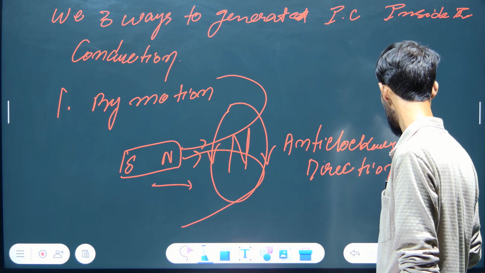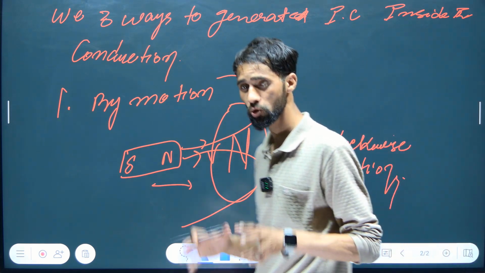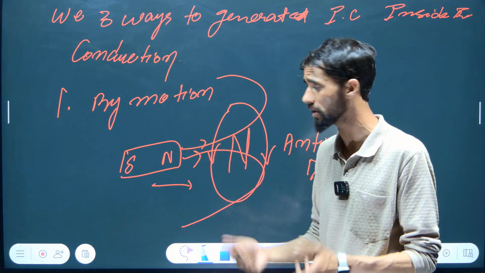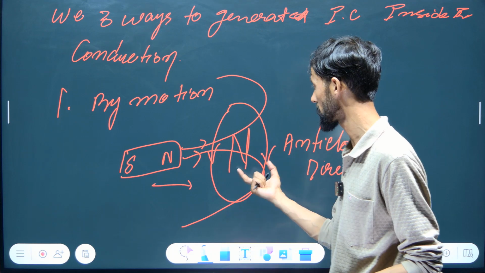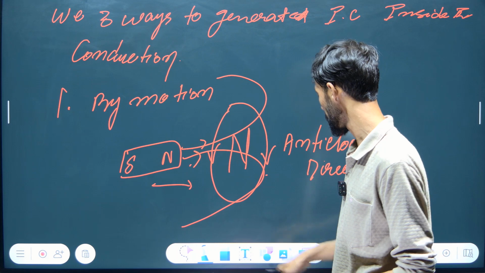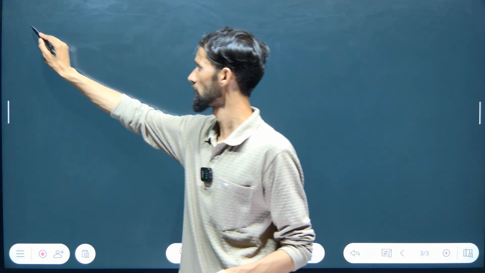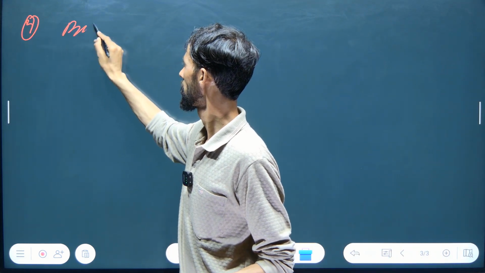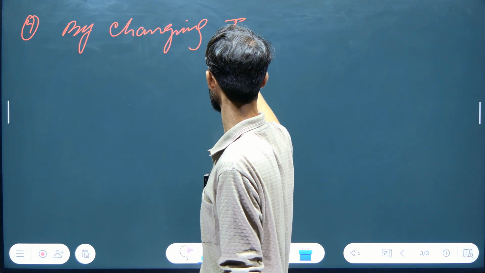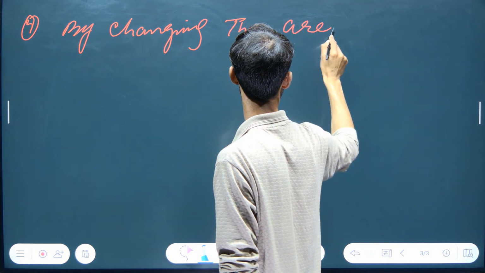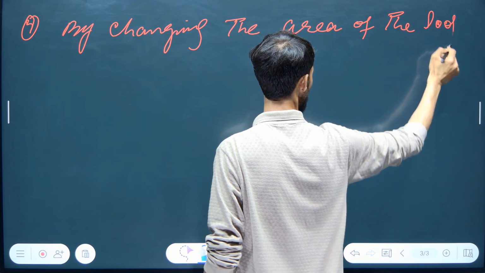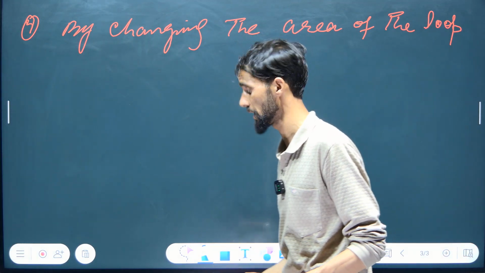So my dear students, we have three different ways to induce current inside the loop. The first way I have discussed here, by motion. Either we give the motion to the magnet or to this conducting loop, and accordingly the current will be generated inside the loop. And the second way is by changing the area of the loop. By changing the area, accordingly the current will be induced inside the loop.